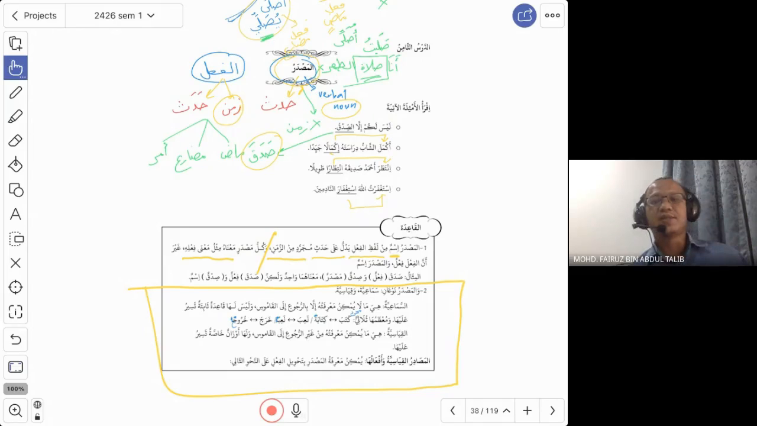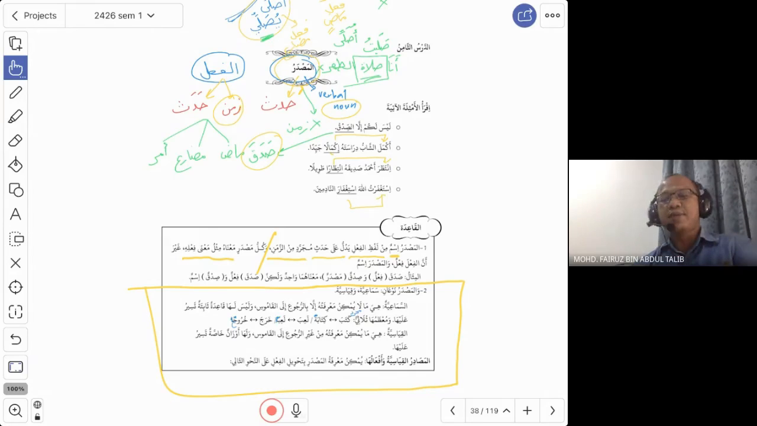So basically al-masdar is the verbal noun. It is the noun of a verb. So masdar is taken from a verb, so it is formed from a verb. Every time you have a verb, you should have a masdar. Okay, and how do you translate the word masdar? Sometimes you translate it similar to the verb itself.